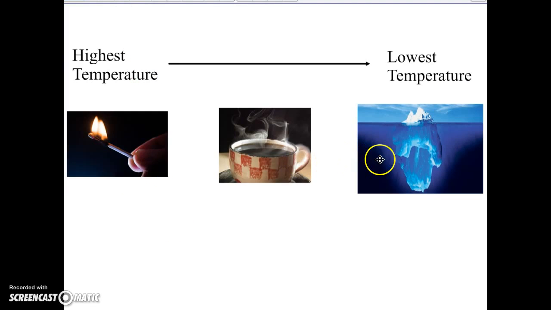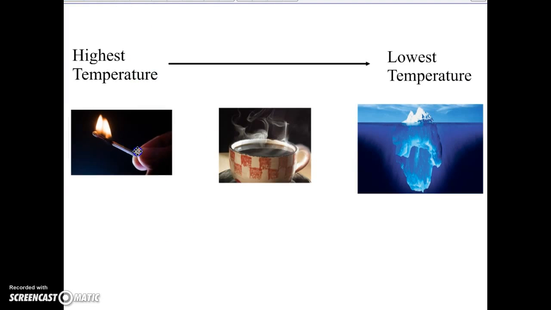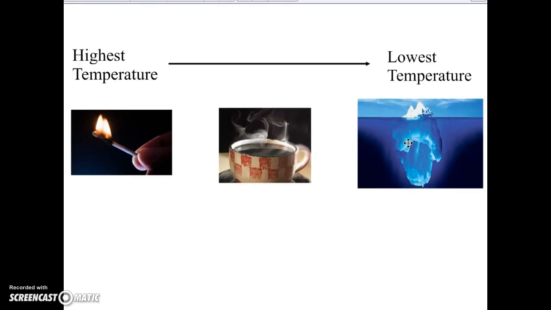So when we look at the three objects, yeah, in a fire, because there's so much heat, the molecules are moving the fastest, so it has the highest temperature. In ice, the molecules are moving the slowest, so it would have the lowest temperature.